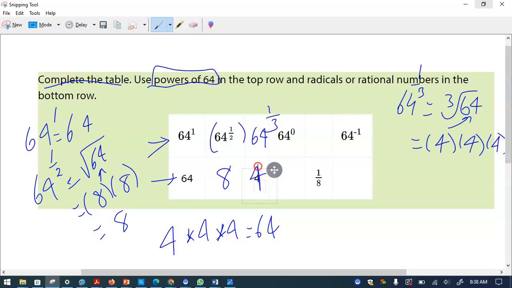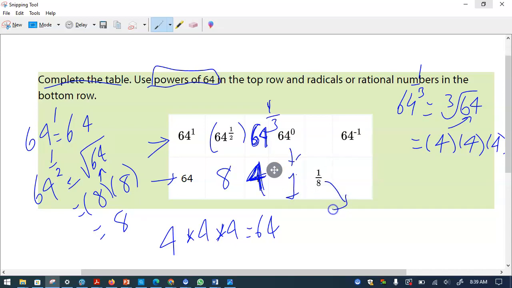And that's why this 4 is here, and the base has to be 64. So you can see this 4 is multiplied 3 times to get this 64, so you write 1 over 3. This 64 raised to 0 is always 1, because anything raised to 0 is 1.